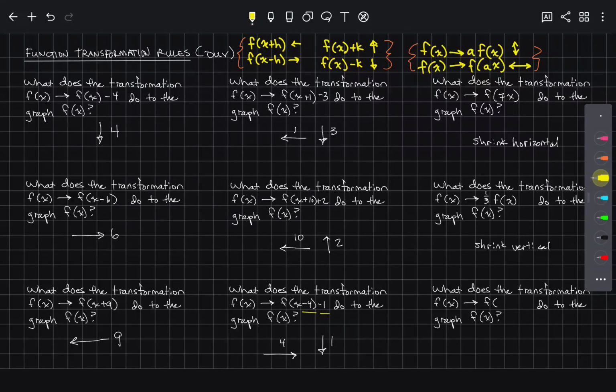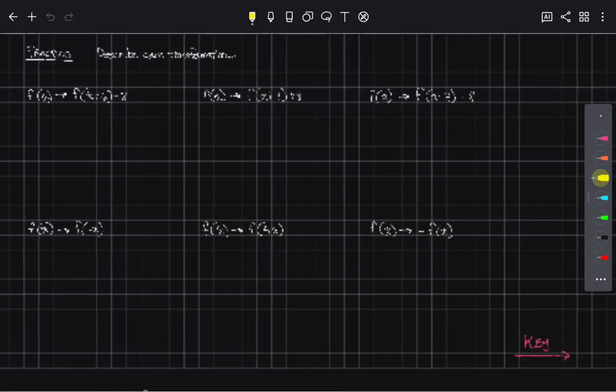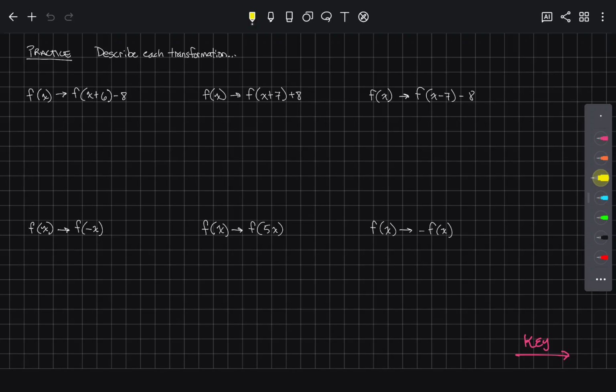Minus 4 and minus 1. So minus 4 is going to be right 4, and that minus 1 on the outside is going to be affecting the y values, making it drop down 1. And we don't have a function there. So let's go ahead and take a look at this one.